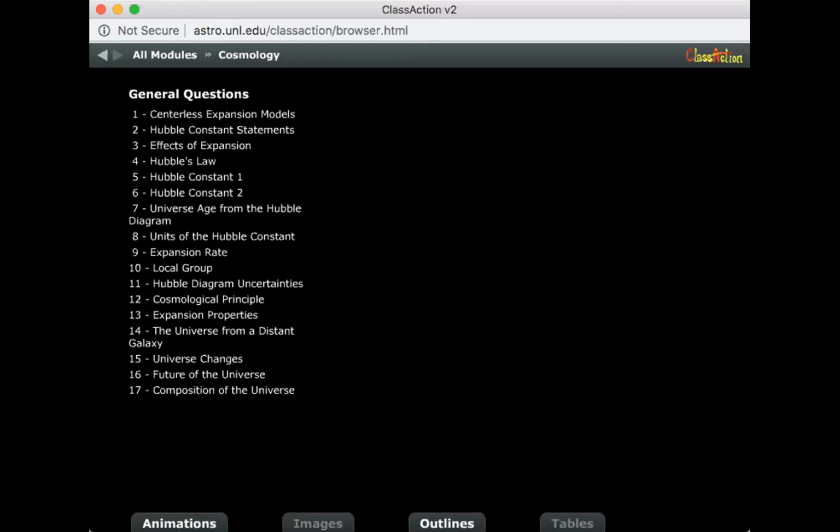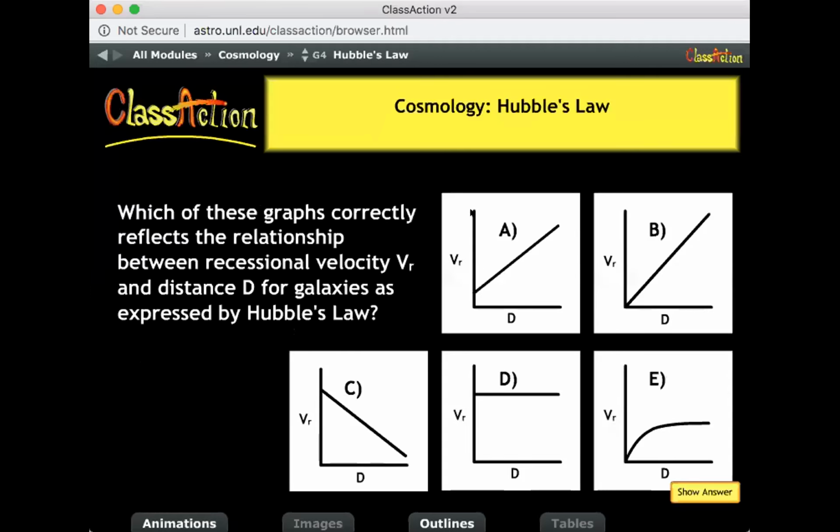So let's do a warm up with an easy one. Ready? Here's Hubble's law. Which of these graphs correctly reflects the relationship between the recessional velocity v(r) and the distance for galaxies as expressed by the Hubble law, A, B, C, D, or E? I'll let you write down your answer. You can pause the video, think about it, look it up, and then we'll come back and talk about it.